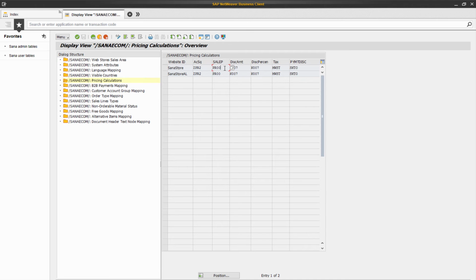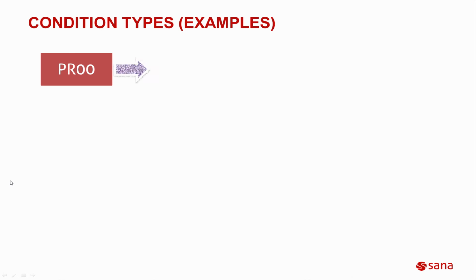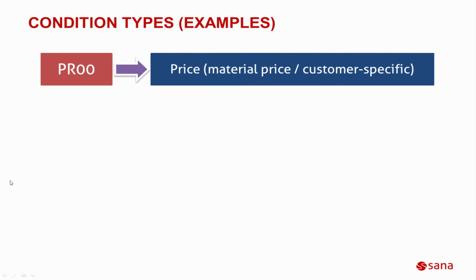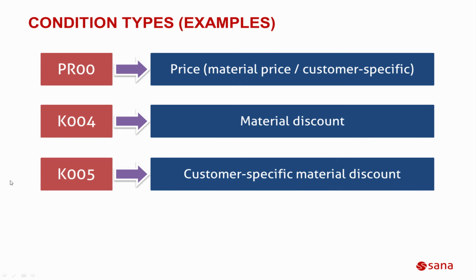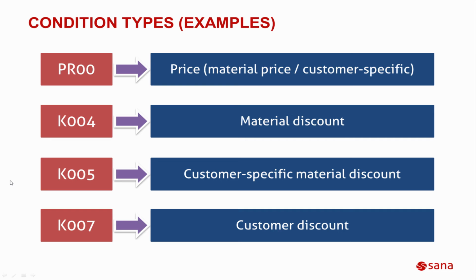In SAP, there are a lot of standard condition types. For example, PR00 is used to set up a price of a product. It can be used either to set a standard product price or a sales price for a specific customer. Condition type K004 is used to set up a discount for a material. K005 is used to set up a discount for a certain material and a customer. K007 is used to set up a discount for a specific customer which is applied to all material ordered by this customer.